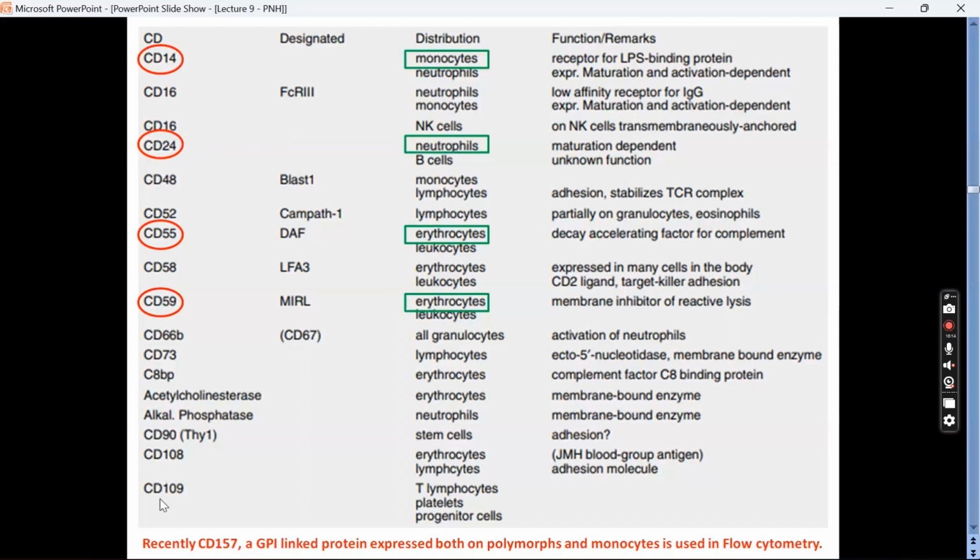Now, the advantage of the recently introduced CD157, this GPI linked protein, is that it is expressed in both neutrophils as well as monocytes. So when you have CD157 in your panel, you can study the PNH status in both neutrophils and monocytes. Understood? That is the advantage of CD157, which is also being used in flow cytometry for the diagnosis of PNH.